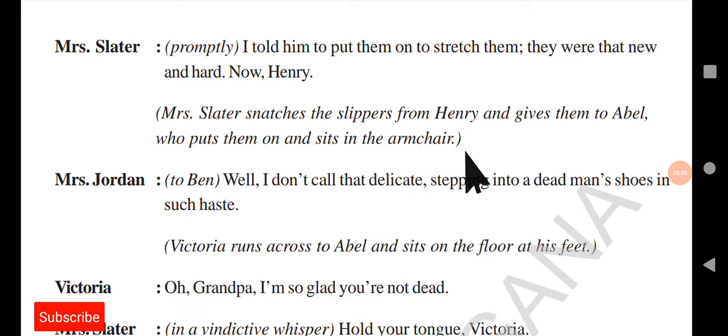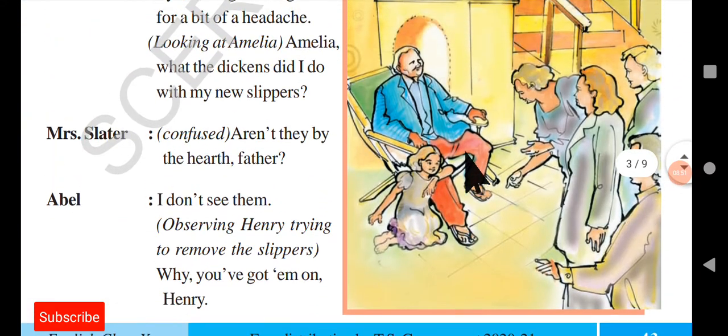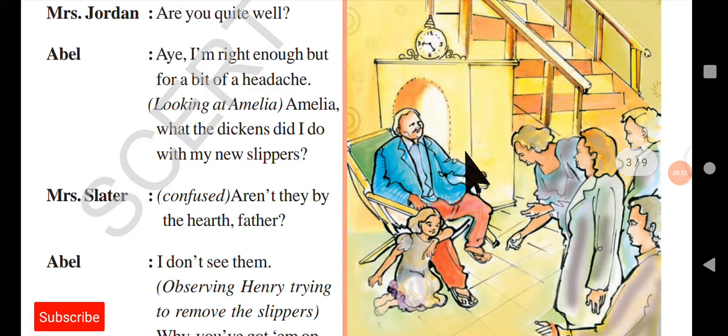So Mrs. Slaughter snatches the slippers from Henry and gives them to Abel, who puts them on and sits in the armchair. Immediately Amelia tries to cover up what they did before. She says, "They are very solid, since they are new. So I just told him to keep them on for stretching, but he didn't. Remove your slippers, Henry, now." So she took the slippers from Henry and gave them to the old man, who wore them and sat in the armchair.